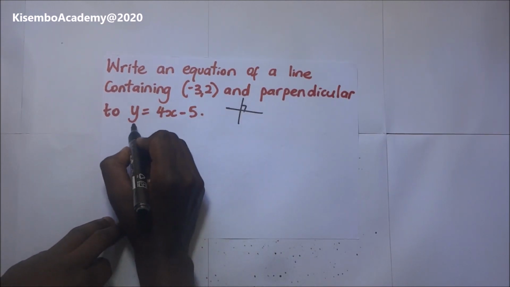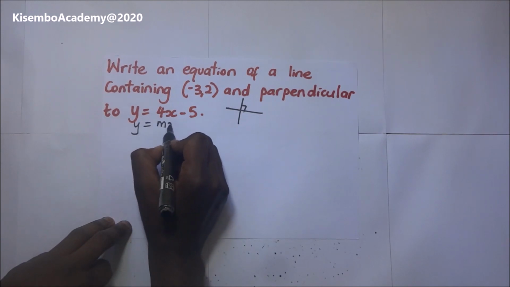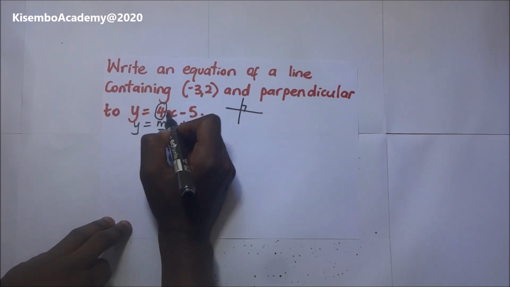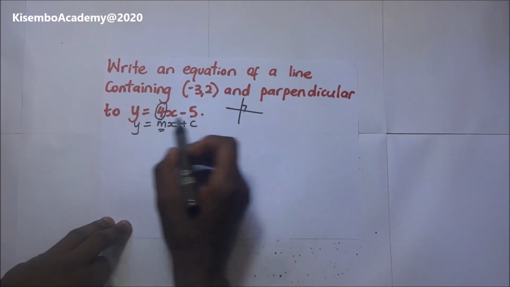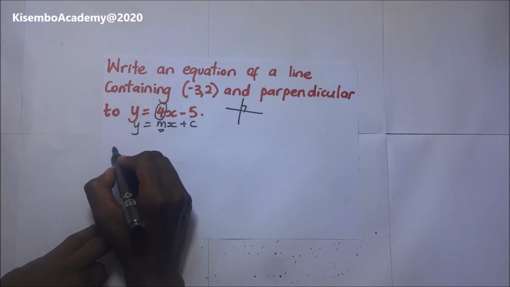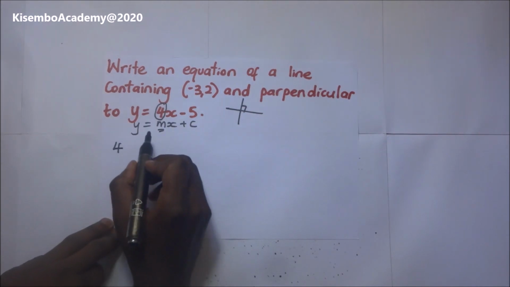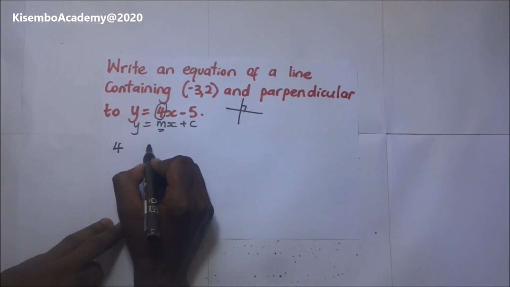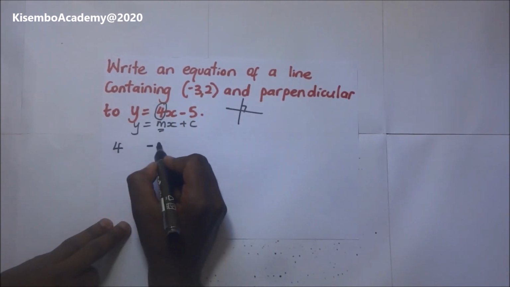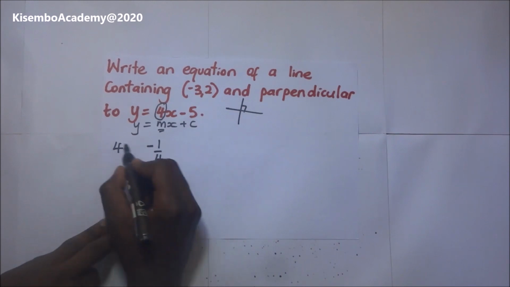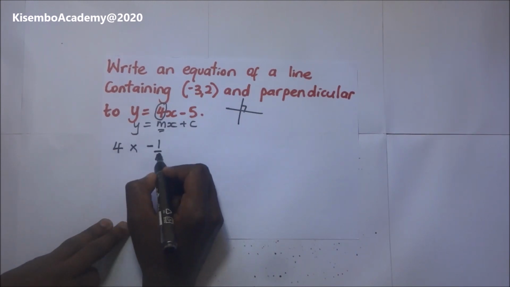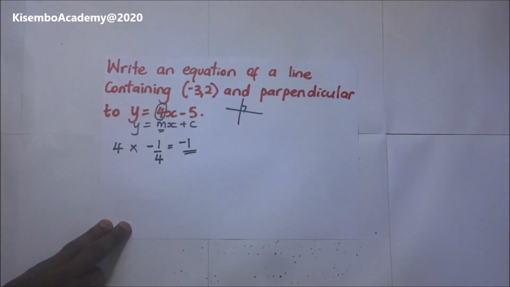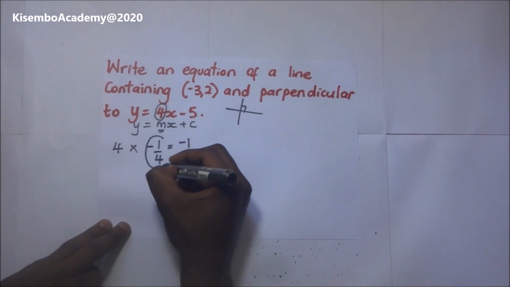So this is in the form of y is equal to mx plus c, and the value of m in this case is 4. If the line we are looking for is perpendicular to this line and the gradient of this line is 4, it means that the gradient of the other line is the negative reciprocal of this, so it's negative 1 over 4. When you multiply those two, 4 times negative a quarter gives us negative 1. So the gradient of that other line is negative a quarter.